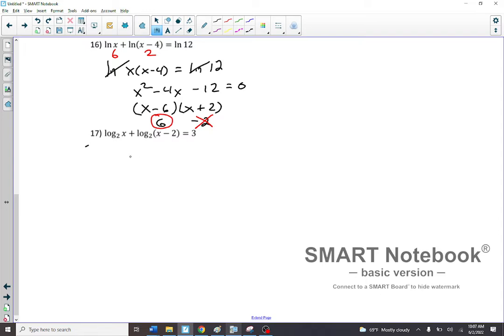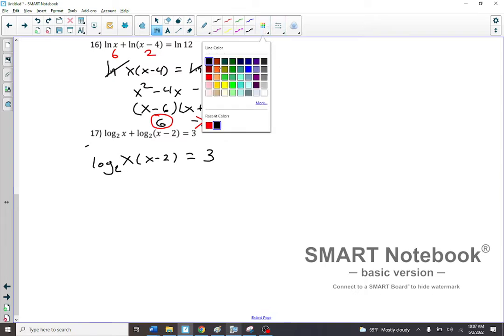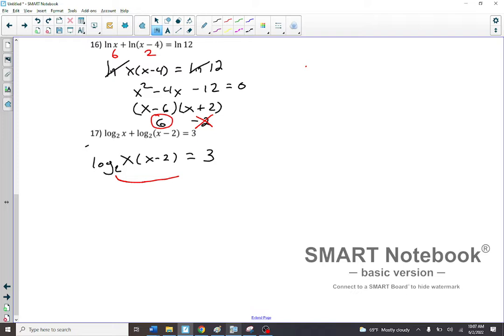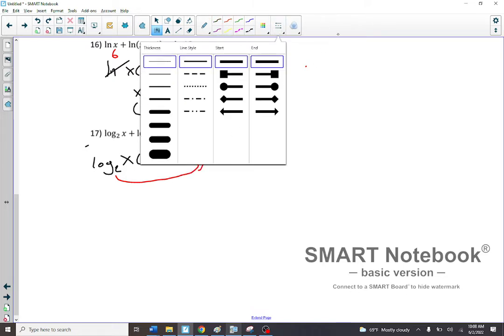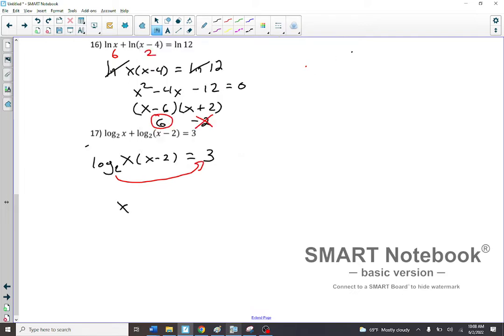Next one, again, we need to condense this. So it's going to be x squared minus 2x, log base 2, equals 3. In this case, they don't have logs on both sides. So we need to bring the log to the other side. And once we do that, the base of a log becomes the base of an exponent. So it's going to be x squared minus 2x equals 2 to the third power, which is 8, and I'm going to move it to the left side.